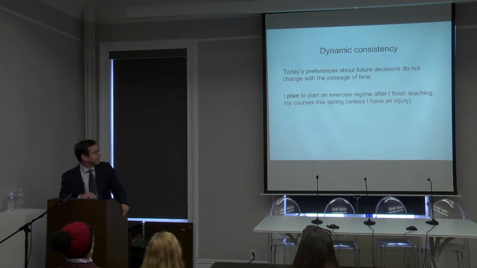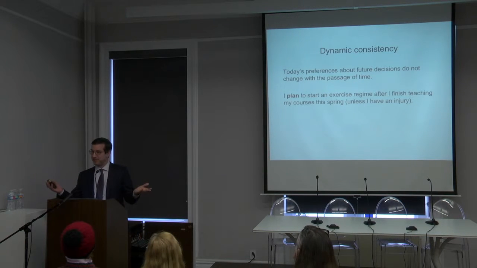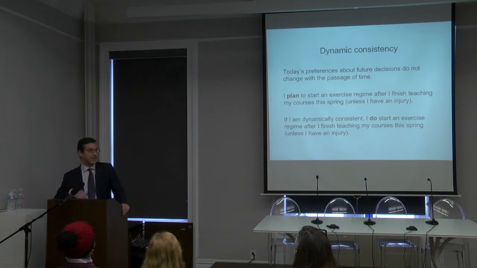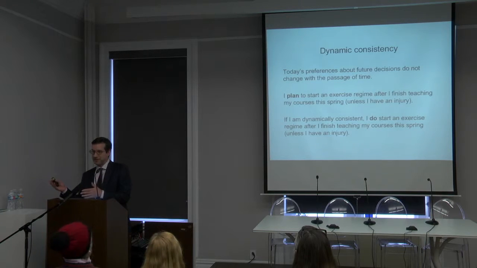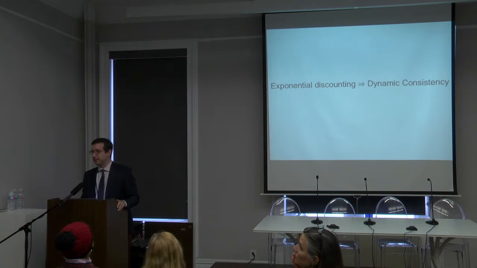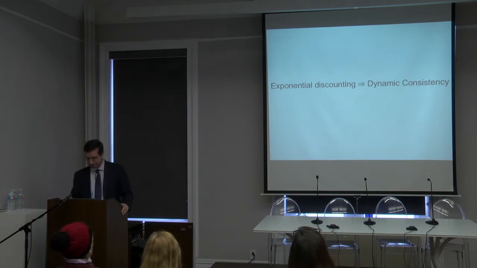So here's an example. David Laibson plans to start an exercise regime after I finish teaching my courses this spring, unless I have a legitimate excuse like a broken bone or something. And I'm dynamically consistent if I in fact do start an exercise regime after I finish teaching my courses this spring. Again, conditional on that kind of escape clause. I don't want to promise to do things that I really don't want to do. I want to promise to do things in the state of nature where it's appropriate. The good news is exponential discounting implies dynamic consistency, one of the reasons economists started there and have been developing that framework over the last century.